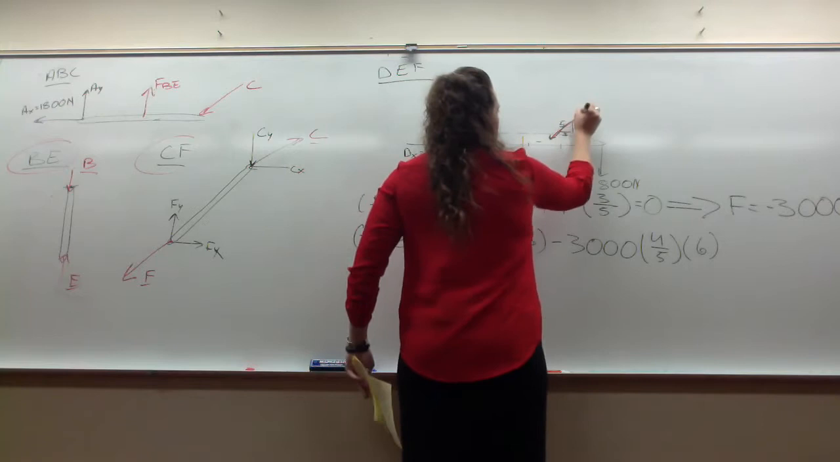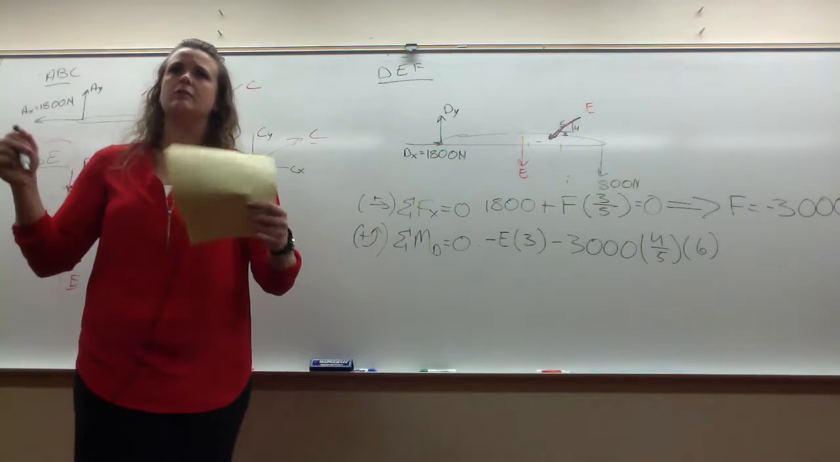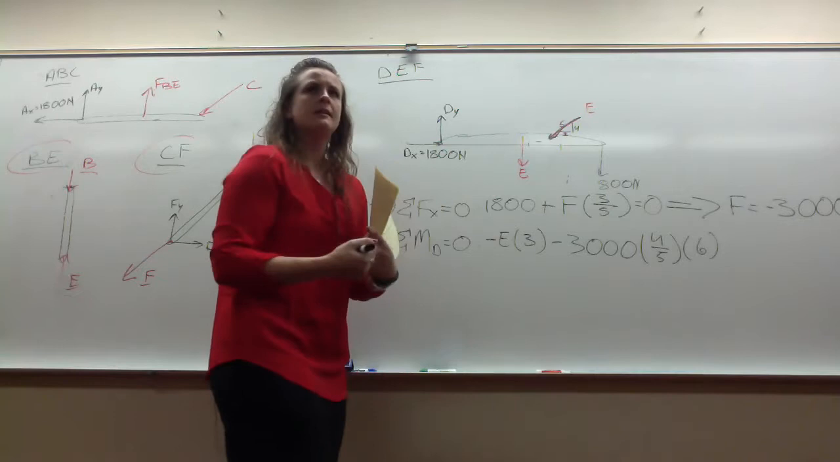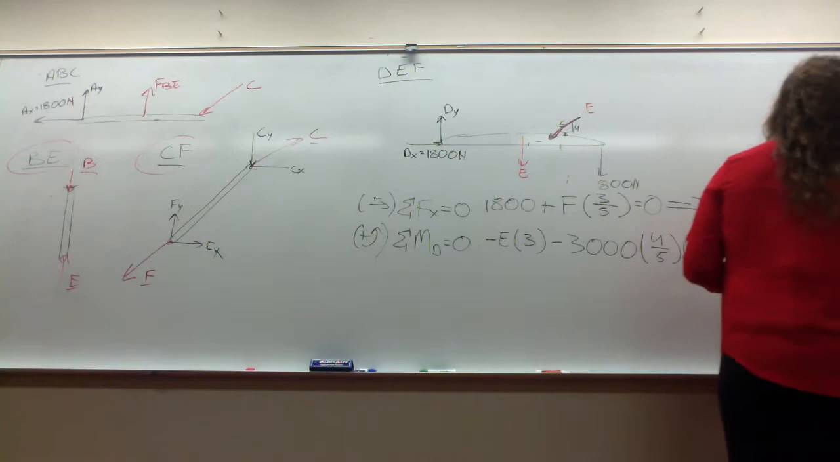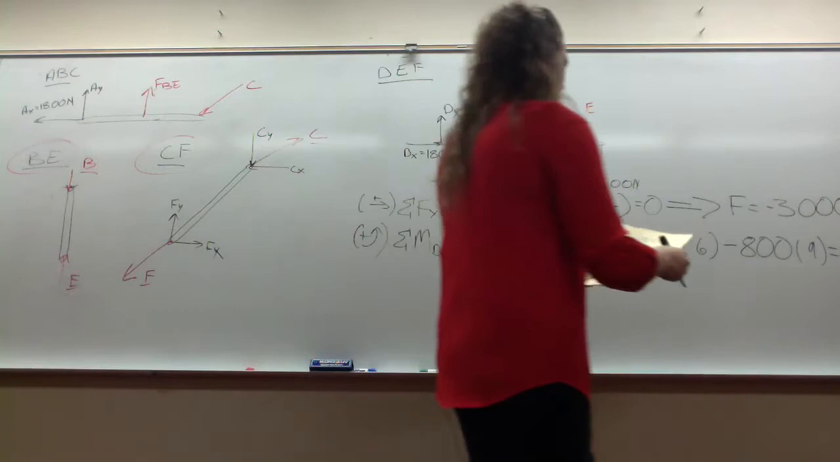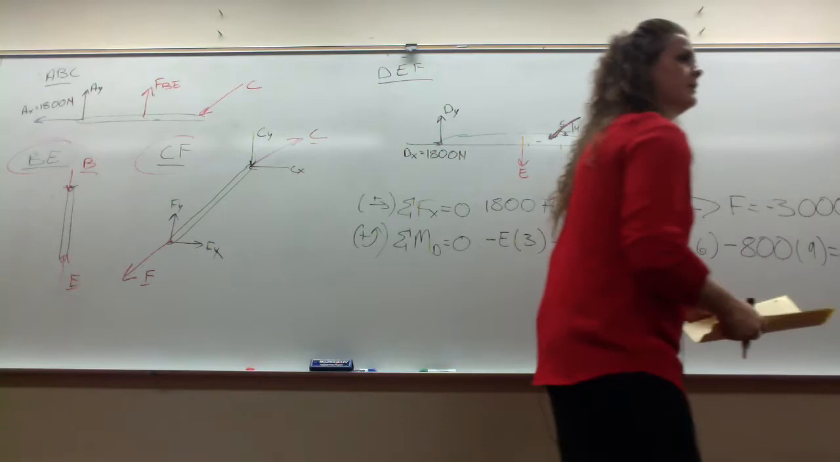We know it's pointing down and to the left. I take my rectangular component about D in the vertical direction, because that's my effective force, the only force that's causing rotation about D. Multiply that vertical component times the horizontal distance, which is 6. I also have to account for that 800 newton force that's acting at the end of the beam. So in solving for force E, I get that to be negative 7,200 newtons. Again, I've drawn it incorrectly. That's fine.